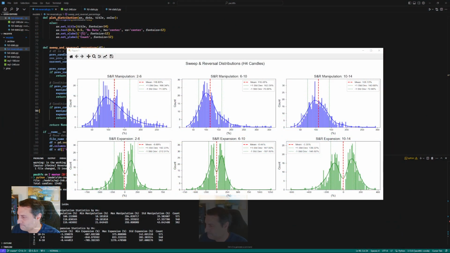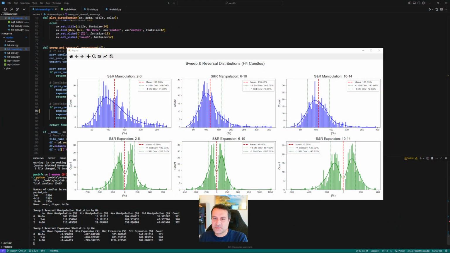And okay, this makes more sense, right? So I think I need to double check what I didn't do. The expansion, I didn't change the sign. Okay, so for the expansion, I still have the two sides split. No, this is pretty cool. You see the mean now is 120. The mean is 120.